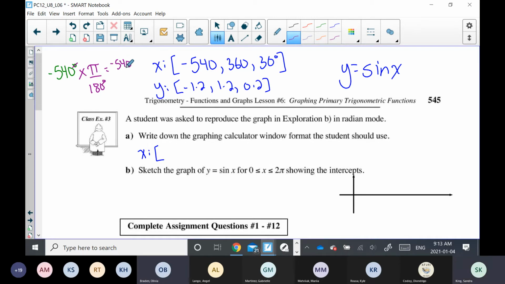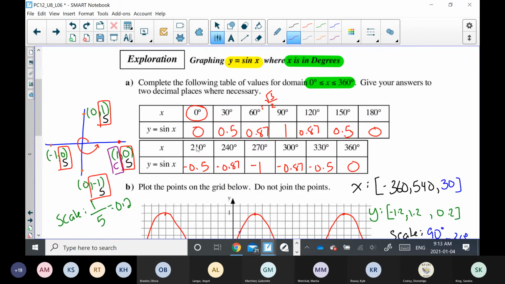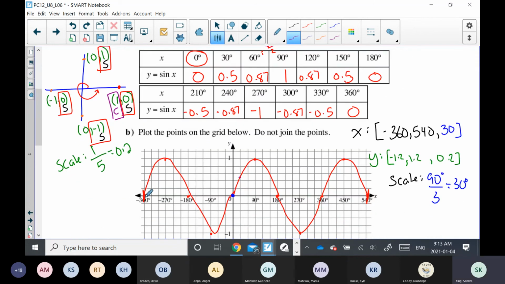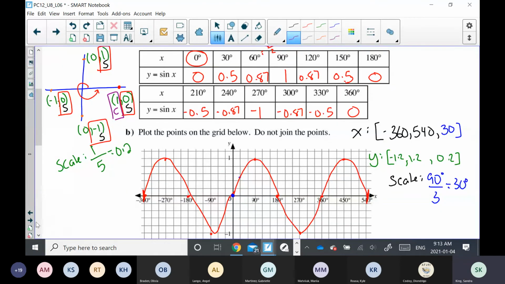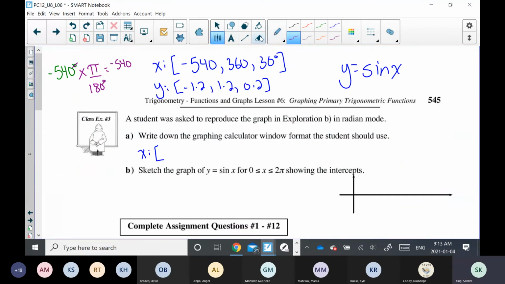Miss King, doesn't it go X min, X max, not X max, X min? Oh, did I give you the wrong one? Sorry, yes, you guys, it should be negative 360 to 540. Thank you. Let me fix that. Yes, this is incorrect. So this one, okay, negative 360 degrees to 540 degrees.